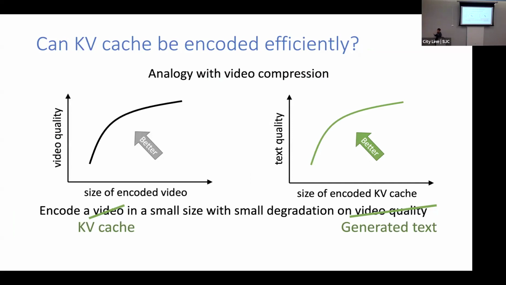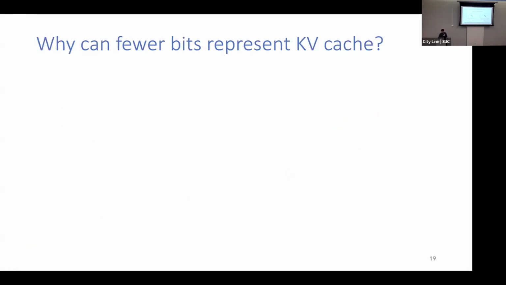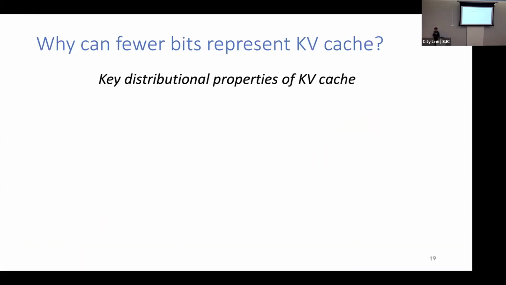I've been working on video compression and video streaming for more than a decade now. And I can see firsthand that KV cache is basically 3D tensors, and 3D tensors can be compressed in all sorts of ways. Video compression has 20 years of research literature, and there are a lot of ideas we can borrow there. Okay, so the idea is there are actually a lot of useful distributional properties of KV caches.